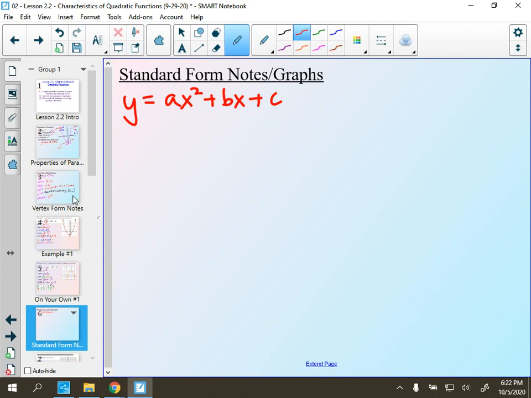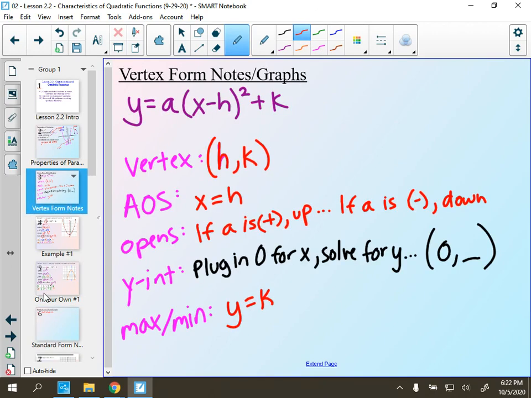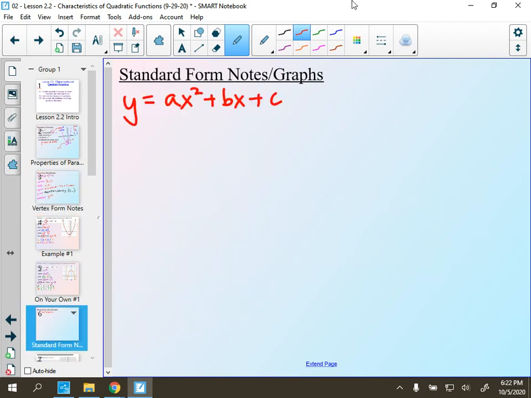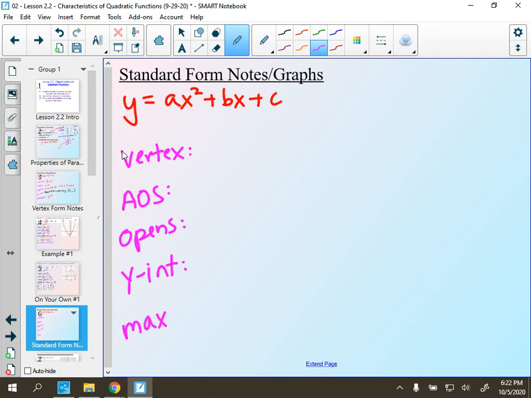Let's see if I can do this right. Vertex, axis of symmetry. So I want to keep in that same order. Vertex, axis of symmetry. I already forgot. What did we do next? Opens. I think so. Opens. Y-intercept. And then max, min value.